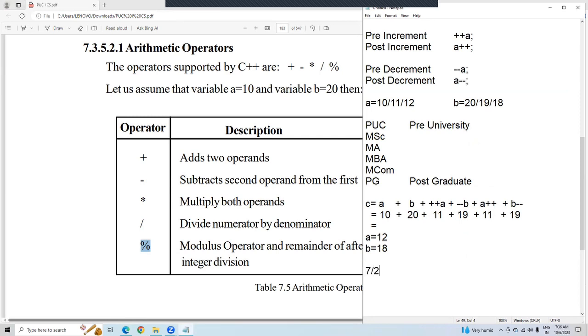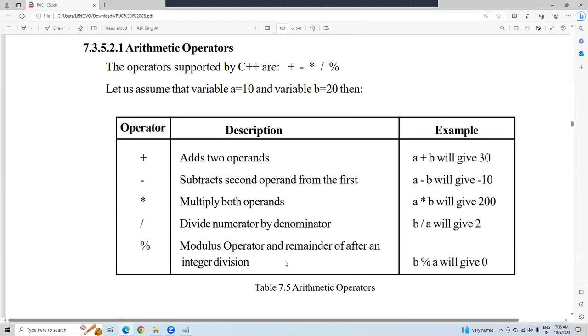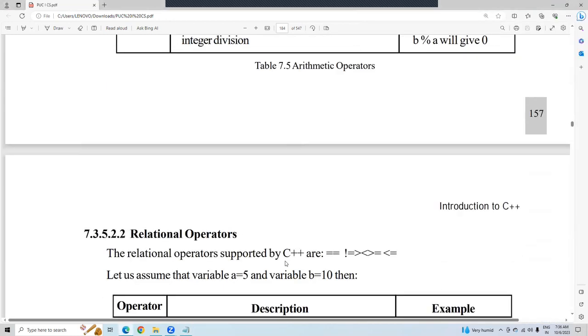For example, if I say 7 divided by 2, the result will be 3.5, the quotient of the division. Suppose I say 7 modulus 2, you will get the remainder of the division. 2 3s are 6, 7 minus 6 is 1. That 1 is the remainder that you get. This is the difference between the division operator and the modulus operator. The modulus operator is very helpful in the further part of programming, so kindly remember the concept correctly.